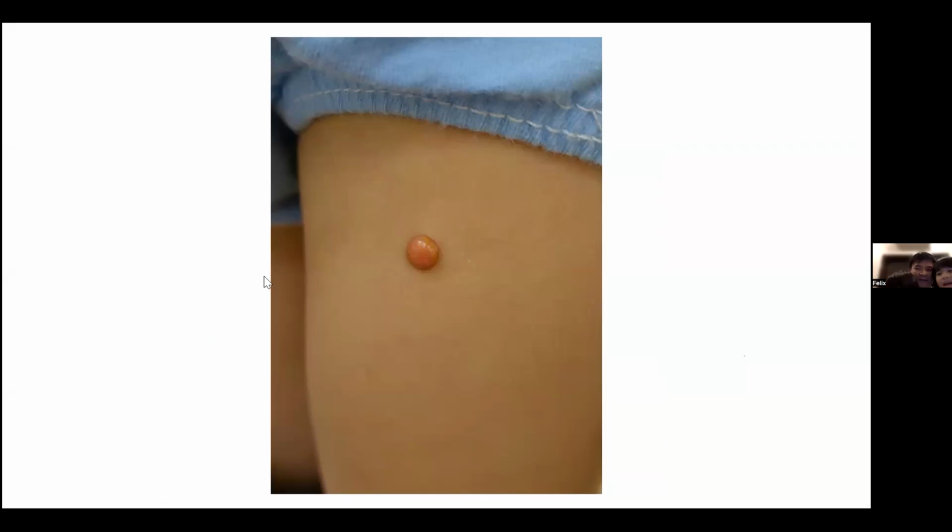Molluscum contagiosum. Anything else? This is a very common thing, right? Just one dot only. Nowhere else. Not painful, asymptomatic. Parents only worry.